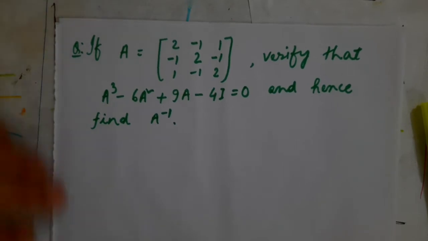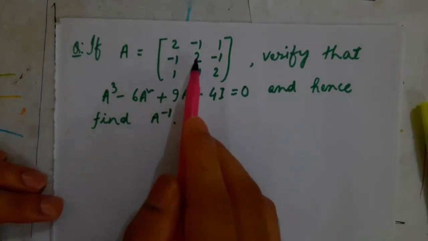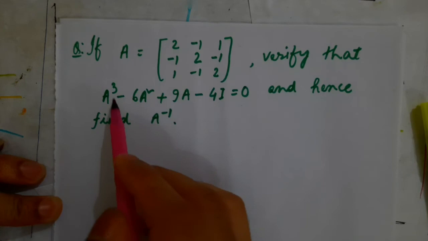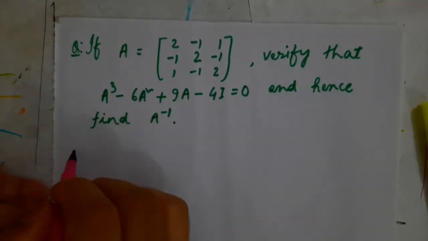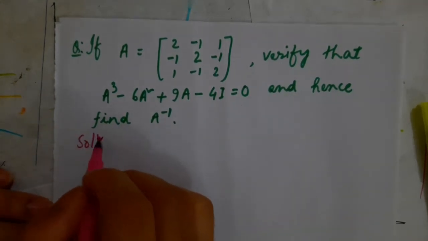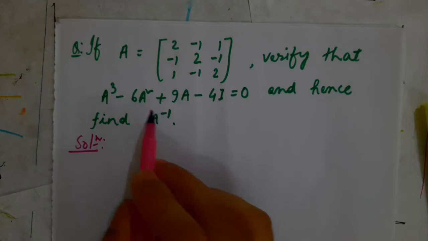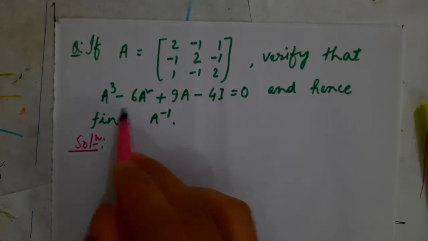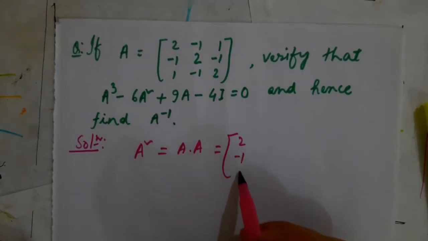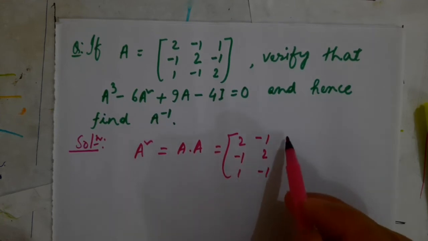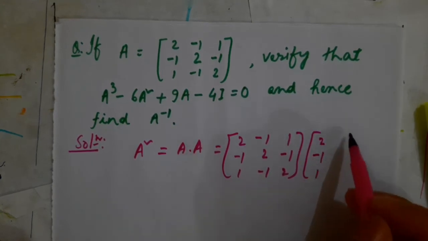Now let's check another question. A is given: 2 minus 1 1, minus 1 2 minus 1, 1 minus 1 2. Verify that A cube minus 6A square plus 9A minus 4I equal to 0 and hence find A inverse. Now we'll check how we can solve this one. First we have to find value of A square, that is A into A, 2 minus 1 1, minus 1 2 minus 1, 1 minus 1 2, into 2 minus 1 1.